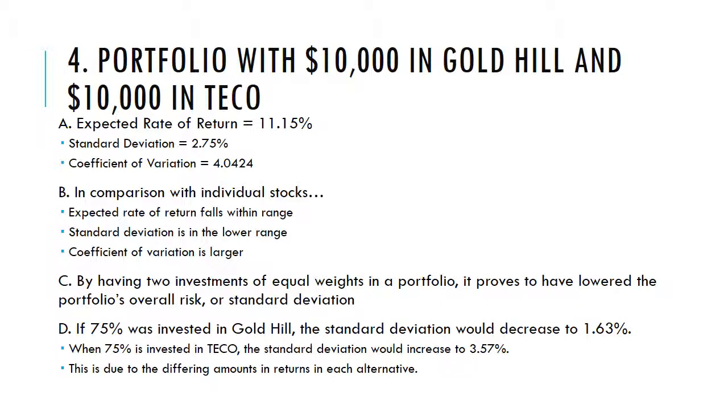By having two investments of equal weights in a portfolio, it proves to have lowered the portfolio's overall risk, or standard deviation. If 75% was invested in Gold Hill, the standard deviation will decrease to 1.63%. When 75% is invested in TECO, the standard deviation will increase to 3.57%. This is due to the differing amounts in returns in each alternative.